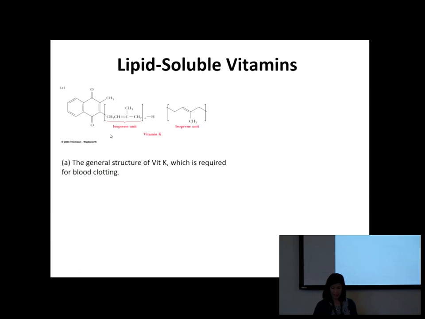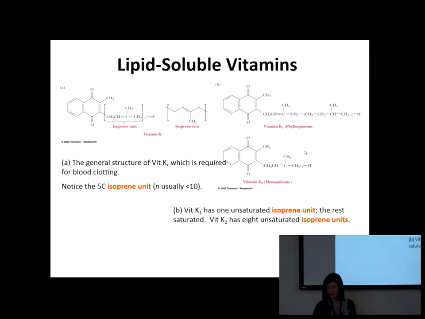So you can imagine it doing it again here, although it's not going to be as hydrophobic because here it's only 5 carbons. So here is vitamin K1 and vitamin K2. I'm not really sure what the difference is.